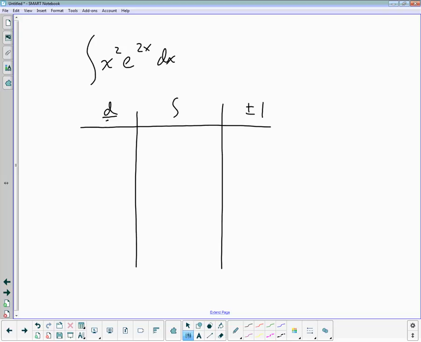So in this column, something is going to be taken a derivative of. In this column, something is going to be integrated repeatedly. And in the last column, I'm going to toggle between a plus and a minus. So this is x squared, 2x, 2. So I'm repeatedly taking derivatives at each step along this column. E to the 2x. Now, every time I take that integral, we have to keep track of that coefficient that's going to be coming out.